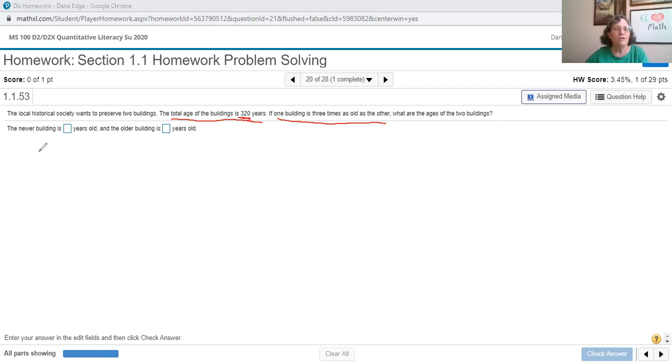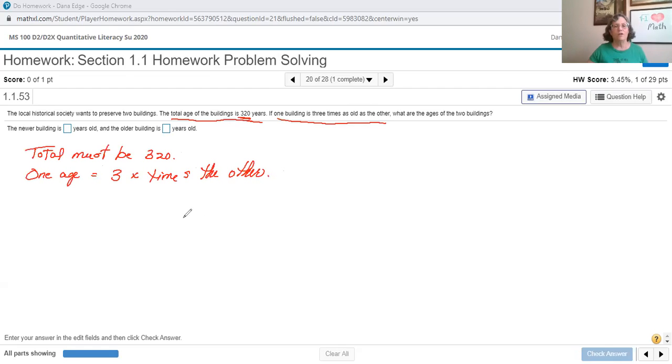So you've got two conditions. The total of the two ages, the sum, must be 320. And one age equals 3 times the other. So don't worry about X's and Y's and QRZ's.